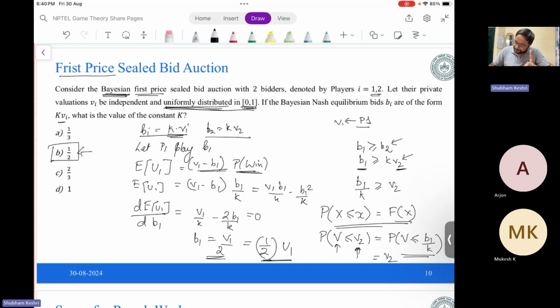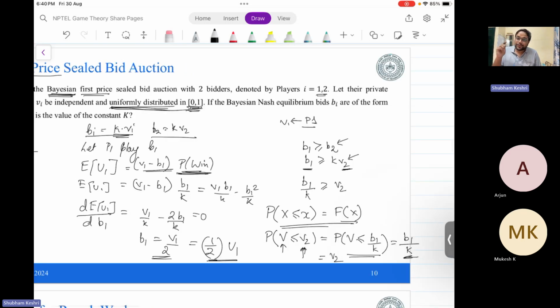Now, keep in mind, this is for this kind of distribution where the random variable is distributed uniformly between 0 and 1. If you have some other kind of distribution, suppose it is distributed between 1 and 2 or maybe 2 and 5, in such a case the value of K might change, because the probability of win, that value, we have obtained using the distribution which is uniformly distributed between 0 and 1. If that changes, these values might change. So you have to be careful. That is one caution to keep in mind. All right.